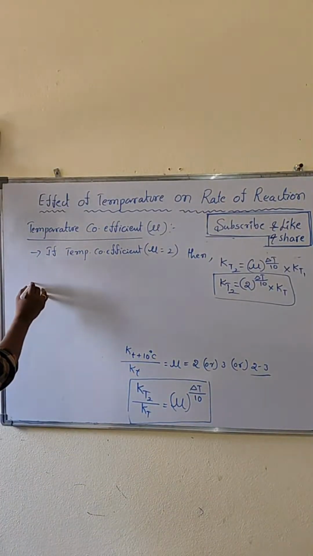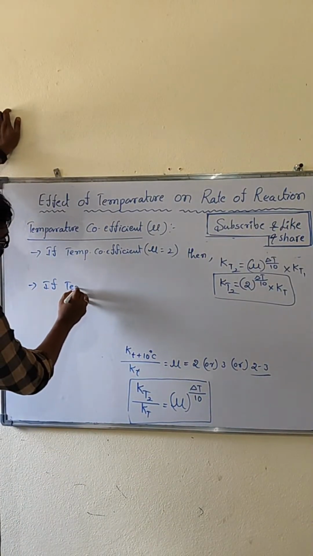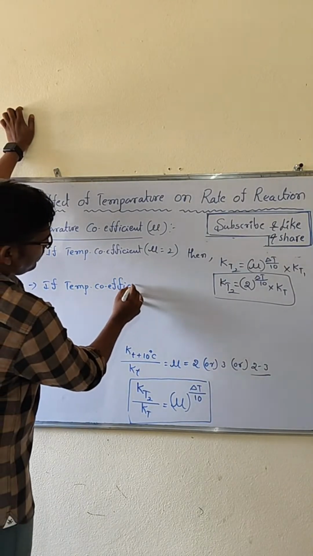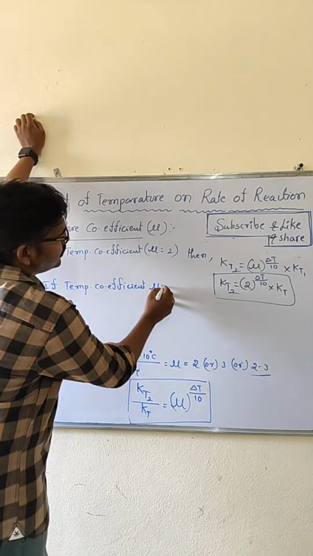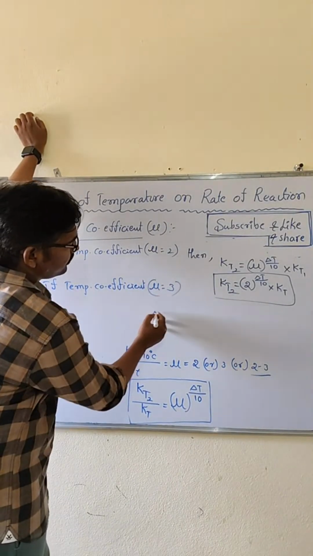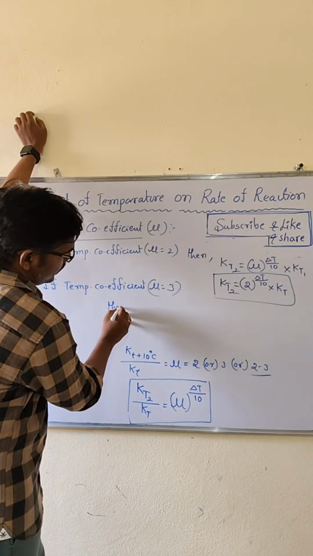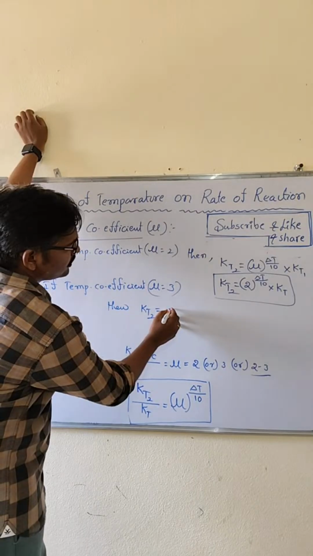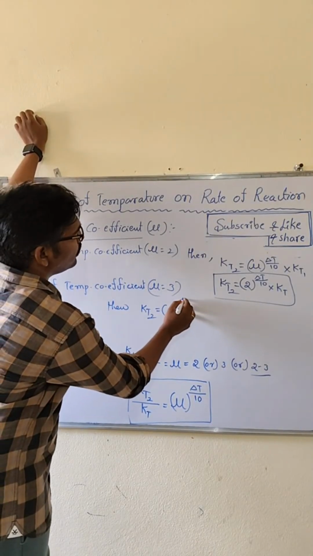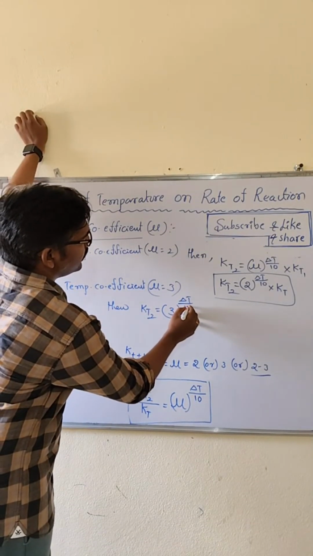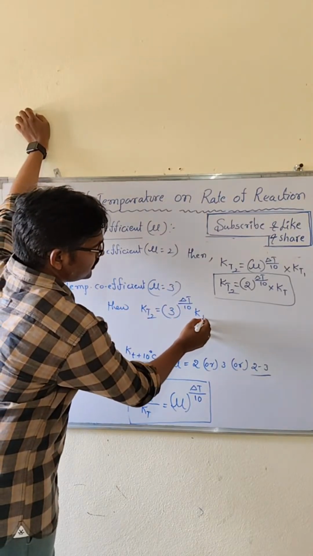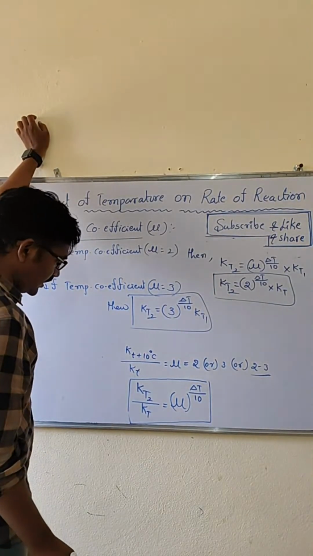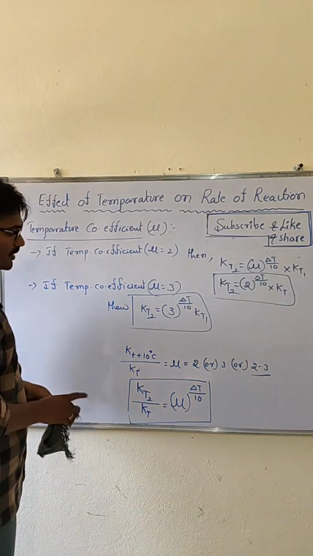The same thing, if the temperature coefficient nu equals 3, then KT2 equals 3 whole to the power delta T divided by 10, into KT1. So this is the formula in case the temperature coefficient is 3. Clear, my dear students? Yes.